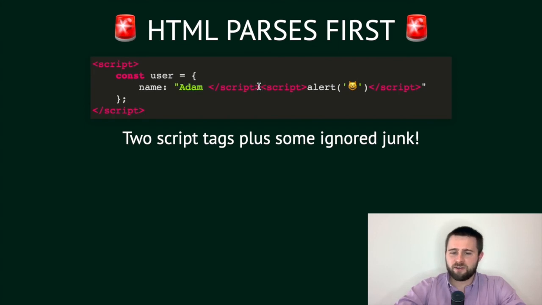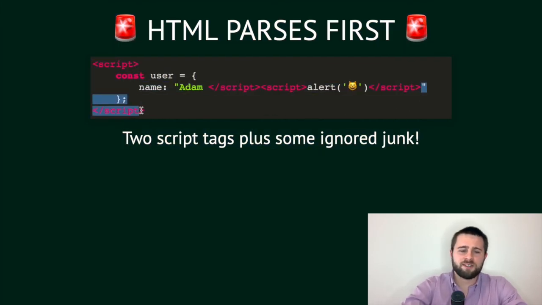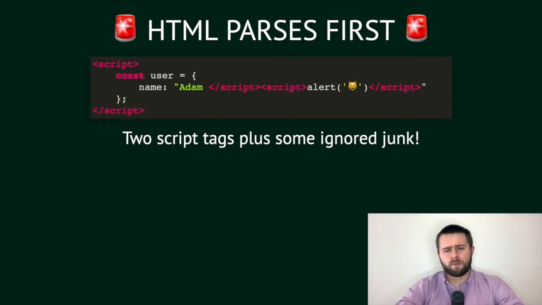Then there's this second script tag that I'd entered in my name, and the JavaScript within this is perfectly valid. It's a call to alert a cat face, so that's what we get. And then there's a trailing piece of code with a closing script tag, and I think most browsers would simply ignore this because they try and parse HTML in a very lenient way. So what's the solution here?